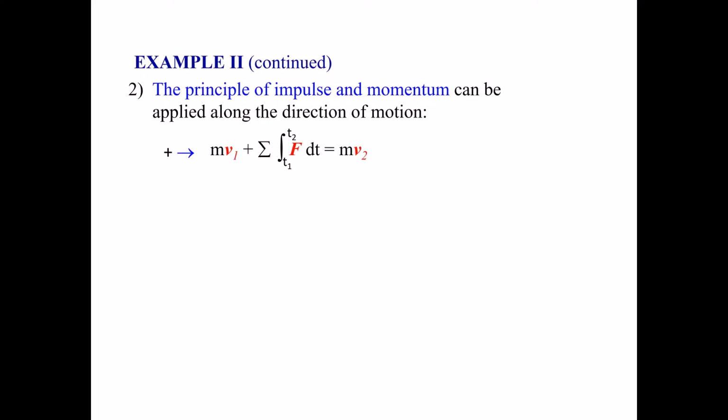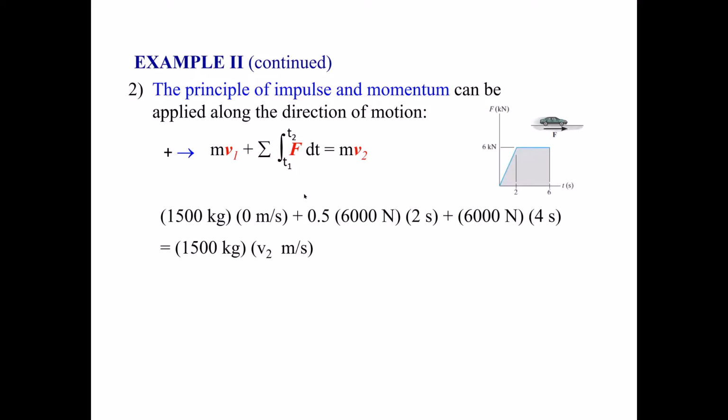Okay, so here's the equation for impulse and momentum. And of course, it's applied in the direction of motion. And that's all we really have, essentially the x component of it, okay? Well, we know this was 0. And this represents essentially the area under that curve. So if we come up with the area under the curve, we now have the impulse. And we know what the mass is, so the last thing to solve for is just v, okay?